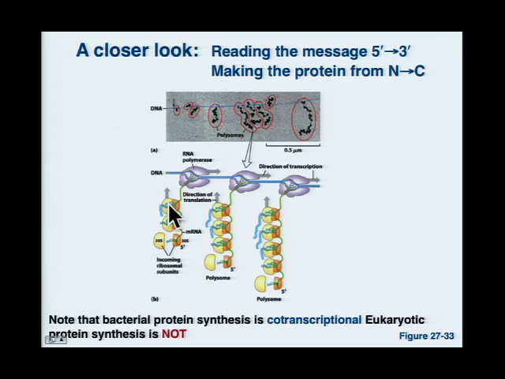So only in prokaryotes can you have co-transcriptional translation, because in eukaryotes, translation and transcription occur in different organelles. So we have transcription in the nucleus, translation in the cytosol. In bacteria, there is no nucleus. Ribosomes exist where the transcription is occurring.